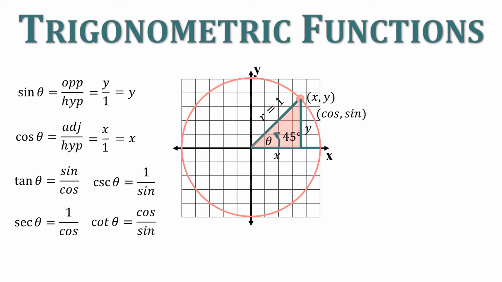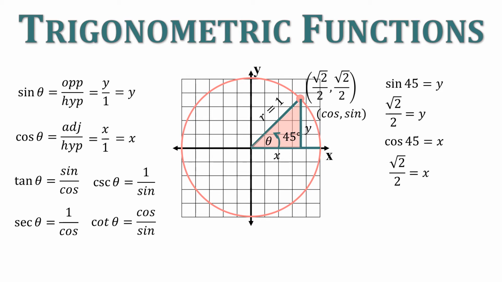So let's start finding this cosine and sine value. So first, sine of 45 equals y. We can plug that into our calculator, and we're going to get square root of 2 over 2. Cosine of 45 equals x. Plug cosine of 45 into your calculator. You're still going to get square root of 2 over 2. So now instead of x, y, we know that x and y are square root of 2 over 2, comma, square root of 2 over 2.